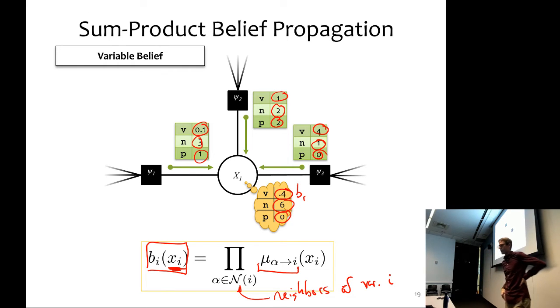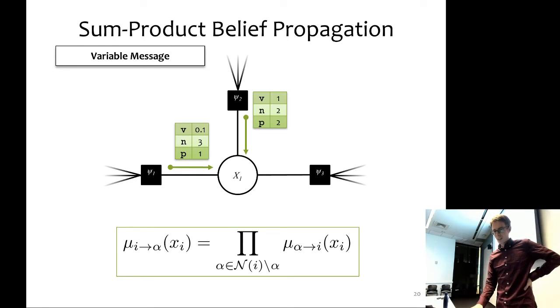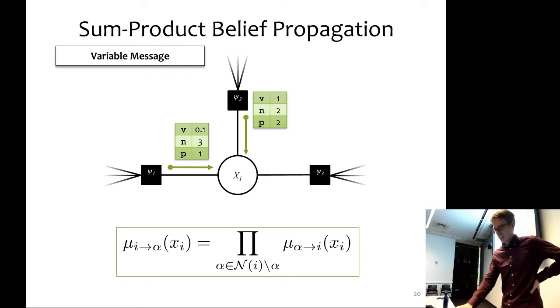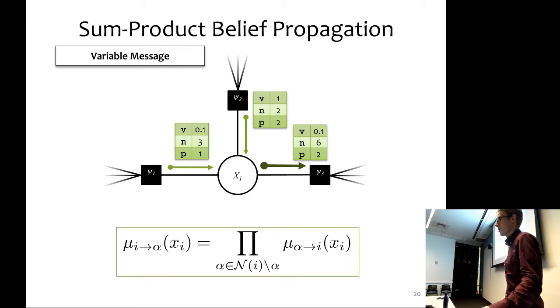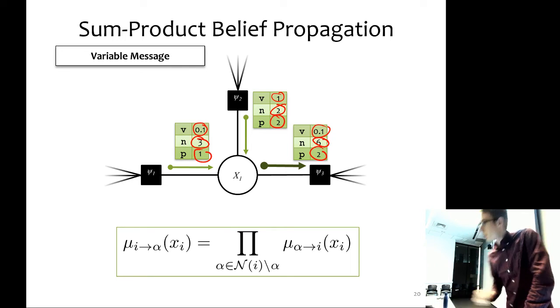Clear? Okay. So now we want to compute a variable message. And this is actually a little bit easier. So we have two messages coming in. The message going out is just the pointwise product of these two vectors, right? So here, 0.1 times 1 is 0.1. 3 times 2 is 6. 1 times 2 is 2.